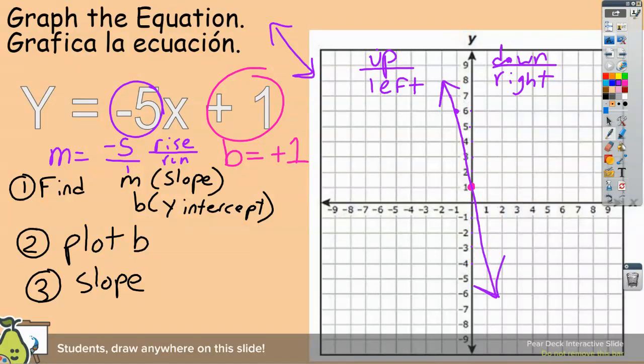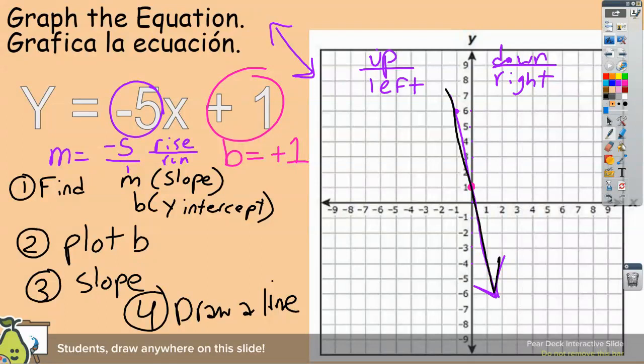And then, oops, I'm sorry. Got ahead of myself. Last step is going to be to draw a line. Which I kind of already did, but here, let me make it all pretty. Cool.